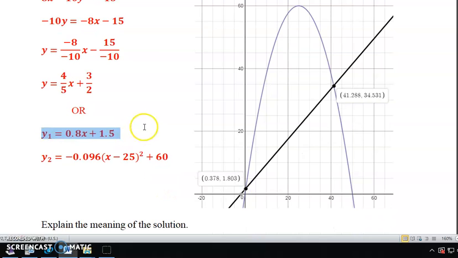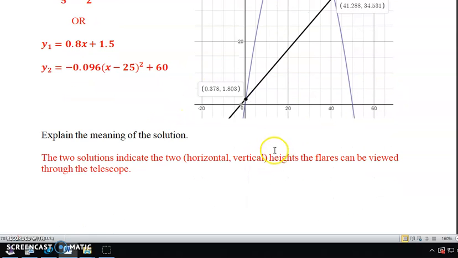So y1 is one of the equations. That's the linear, the black line here. y2 is the second equation. That's the blue. Again, I did this on Desmos. I'll do it on your graphing calculator for you. And you get the 2 intersection points, and what do they mean?